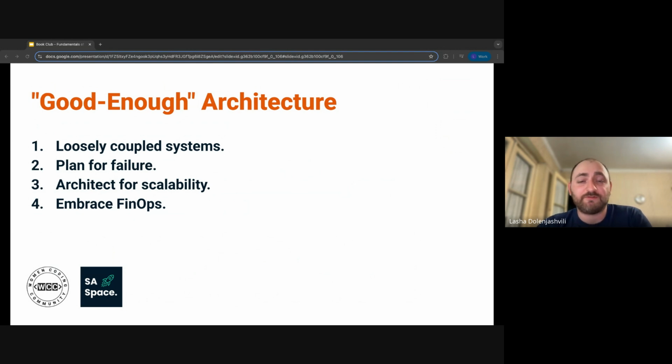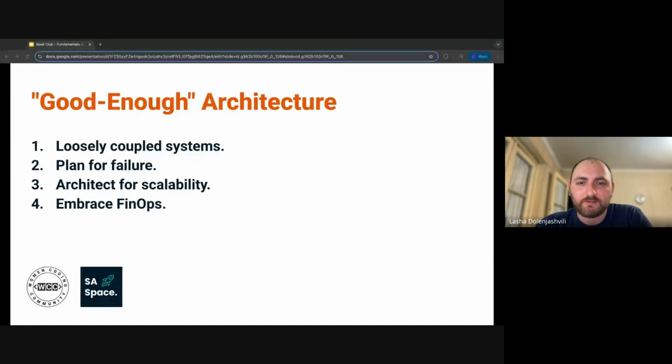Some key principles for data architecture are building loosely coupled systems. This is the idea behind microservices and event-driven architectures. By having independent components, a failure of one system does not cascade and take down the entire system. So we need to be building decoupled systems.